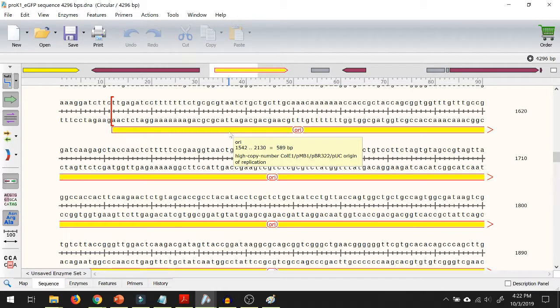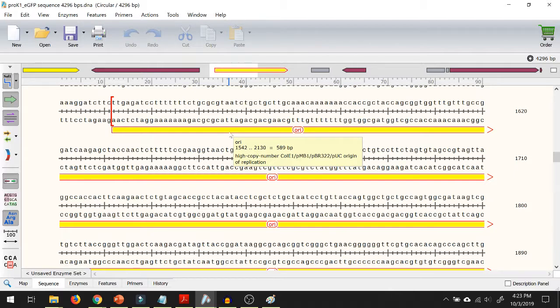Now, the origin of replication, depending on what origin of replication you use, there's different origins of replication. The bacteria will create a different copy number of the plasmid in the cell. So there are what are called high copy number plasmids and low copy number plasmids and medium copy number plasmids.